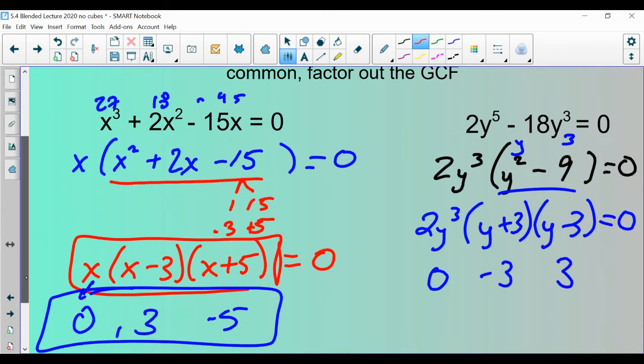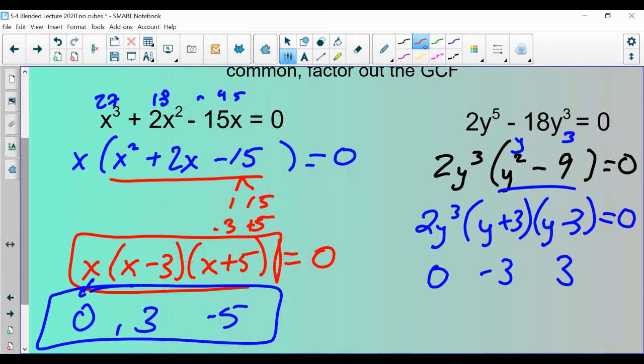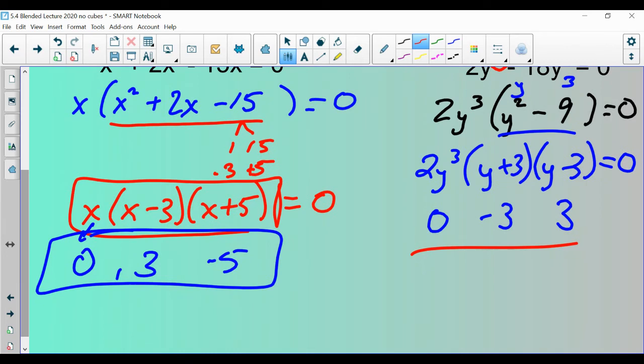Now, it would be a very intelligent question if you said, hey, Mr. Nyquist, you said it should have the number of solutions equal to the degree. So it should have 5 solutions, but you only came up with 3. Why did you only come up with 3 solutions? I've got an answer for you.